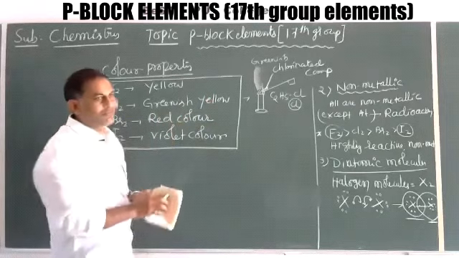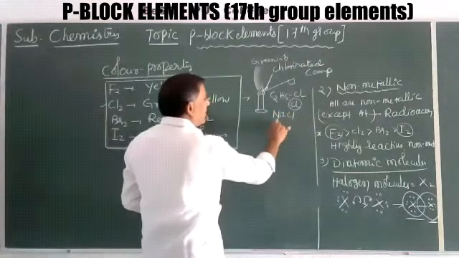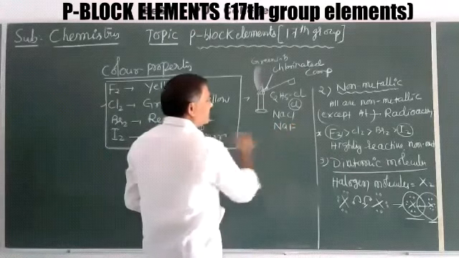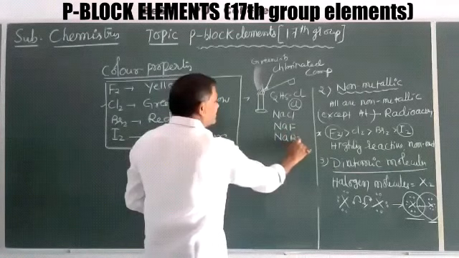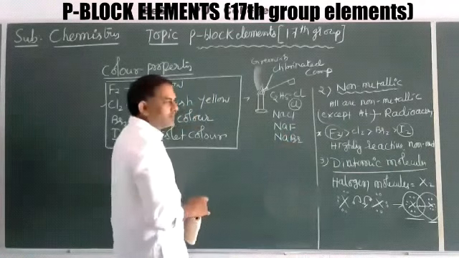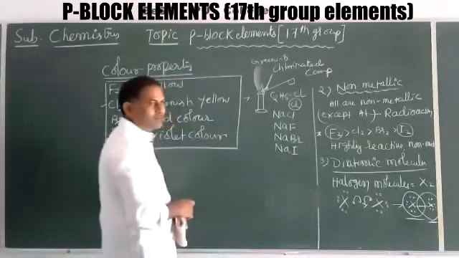inorganic compounds. For example, NaCl gives greenish, or NaF, sodium fluoride, yellow color. Sodium bromide gives a reddish brown color. Like here NaI, iodine, gives violet color.